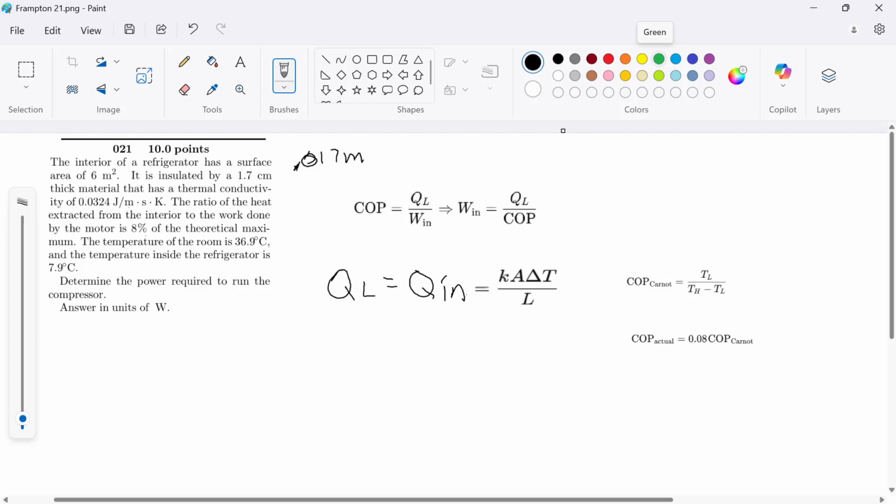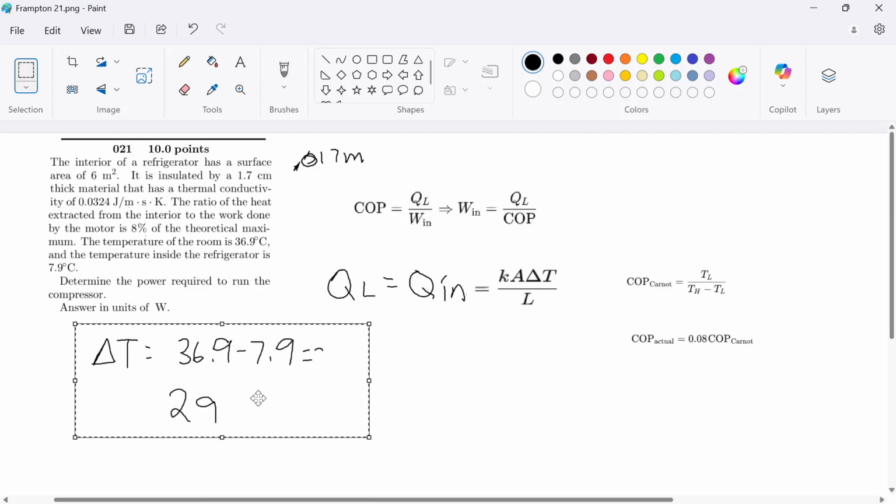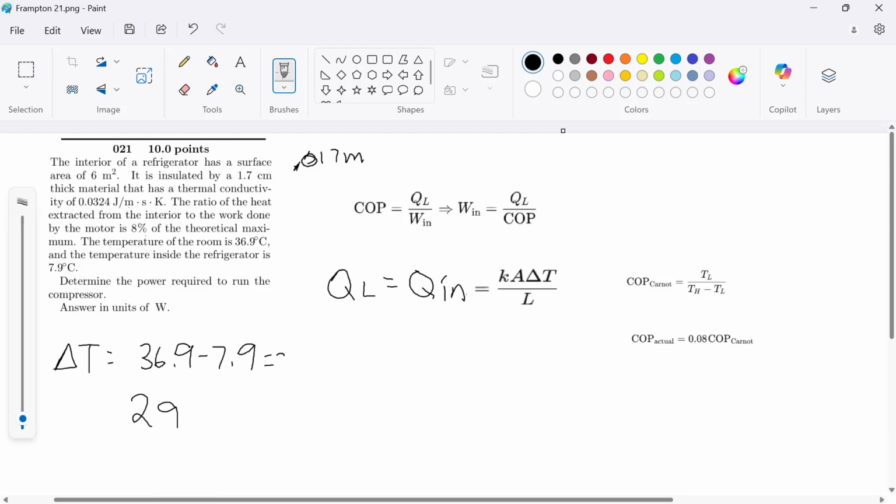Now, in these, there's a difference of temperature. Difference in degrees Celsius is the same as difference in degrees Kelvin. So if I add 273.15, the difference is still going to be the same. So I'm going to put here delta T equals 36.9 minus 7.9. 36 minus 7 is 29. Let me move this over because I'm leaking into what I have to write on the other side. So the temperature difference is 29.